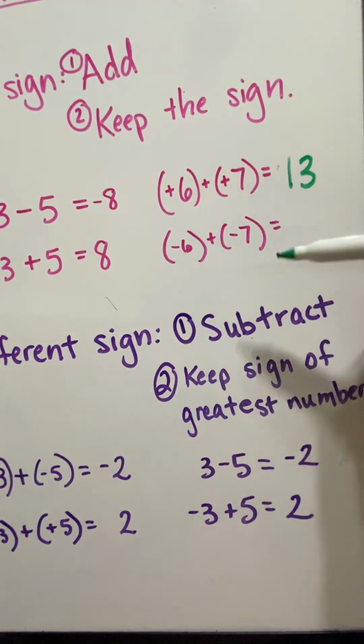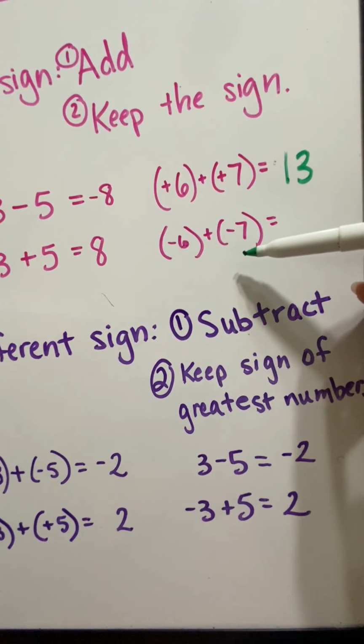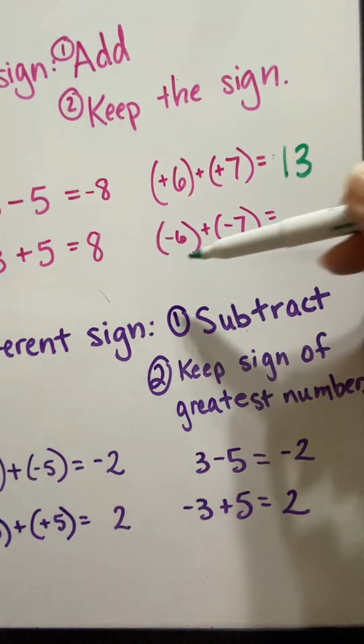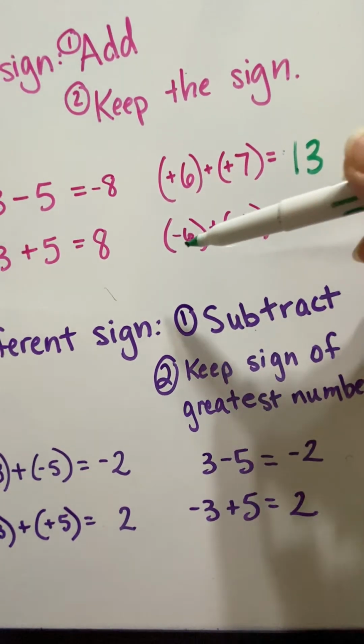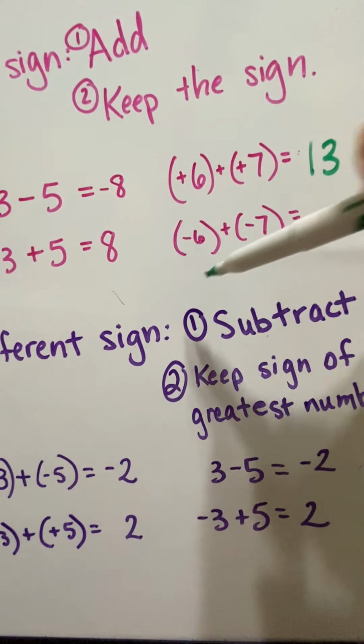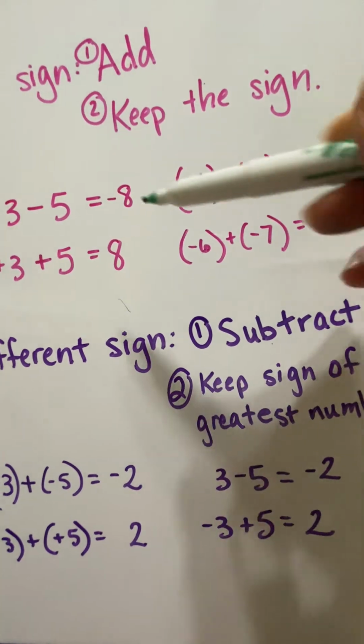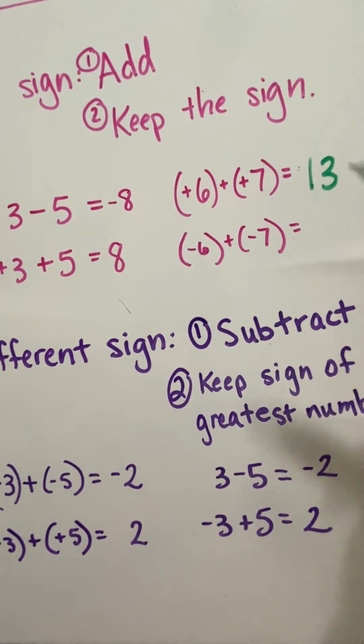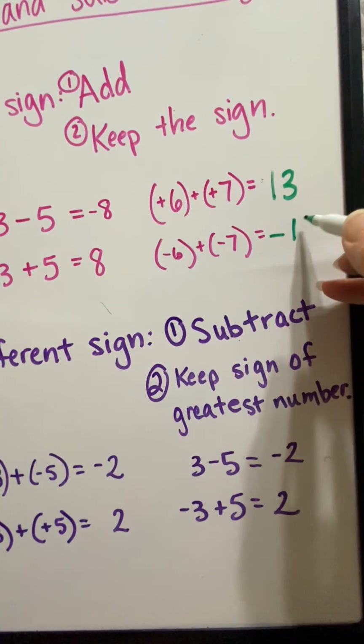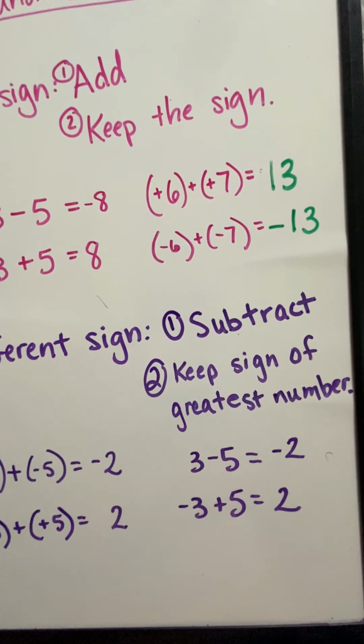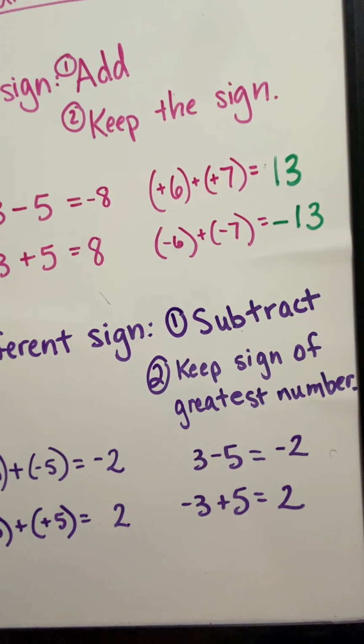Okay, so now you've got a -7 and -6 and a -7, and you're adding them together. They are both negative, so you add the numbers together. You add 6 plus 7, which is 13, and you keep the sign. The sign is negative, so the sign stays negative, and it's -13.